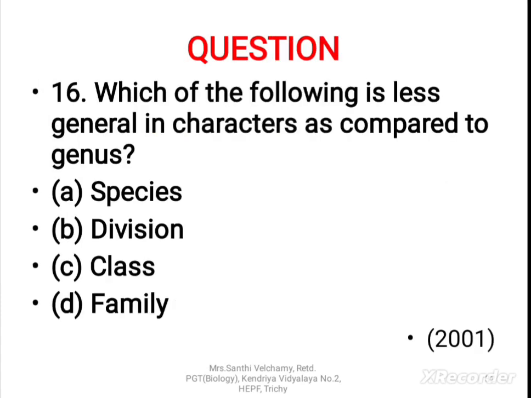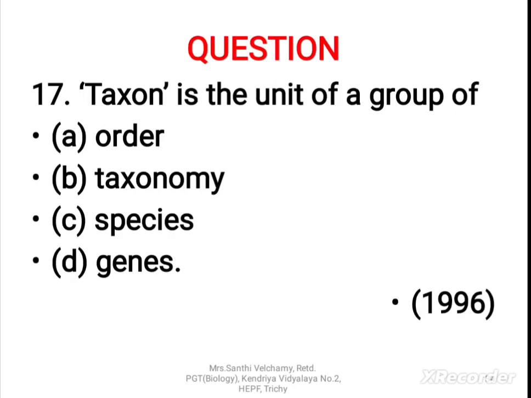Then the 16th question. Which of the following is less general in characters as compared to genus? A. Species, B. Division, C. Class, D. Family. The correct answer is A. Species. 17th. Taxon is the unit of a group of order. B. Taxonomy, C. Species, D. Genes. The correct answer is B.